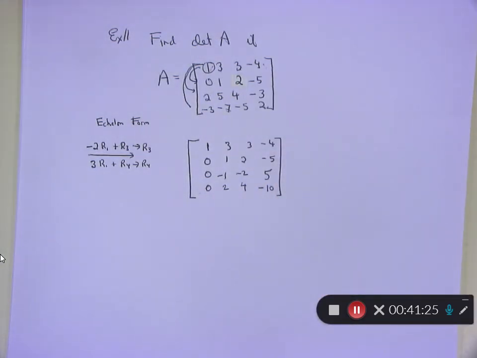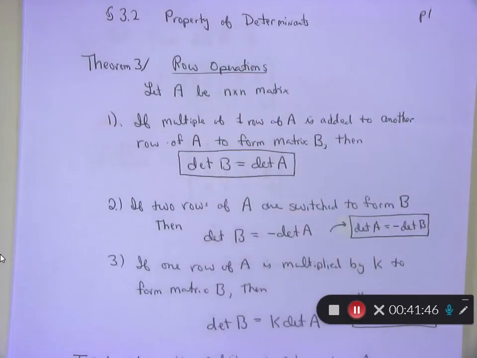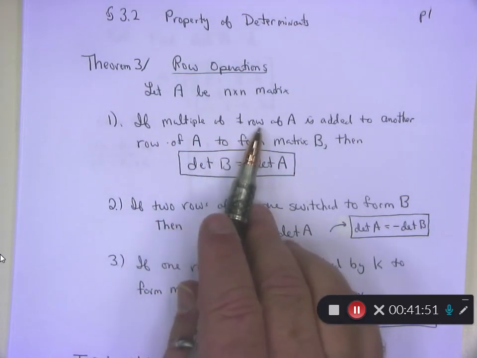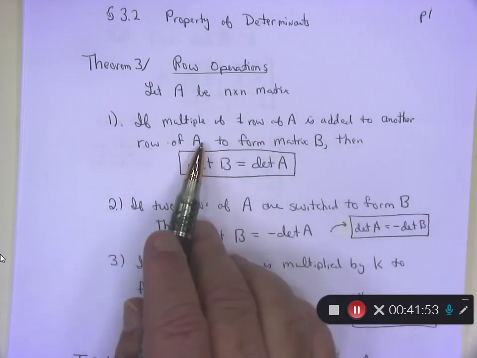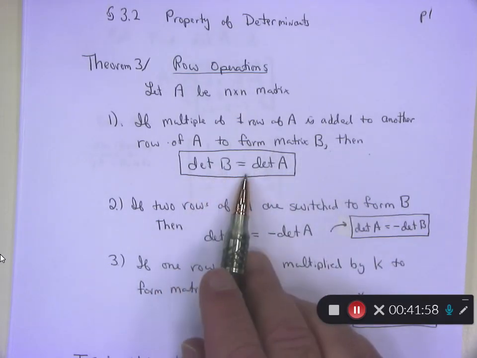According to our theorem, I multiplied one of the rows by a constant and added it to another row and replaced that row. According to our theorem, what is the difference in the determinant? What's the calculational difference between the determinants? Not K, no sir. Here, number 1. If a multiple of one row of A is added to another row of A to form matrix B, then the determinant of the new matrix B is what?